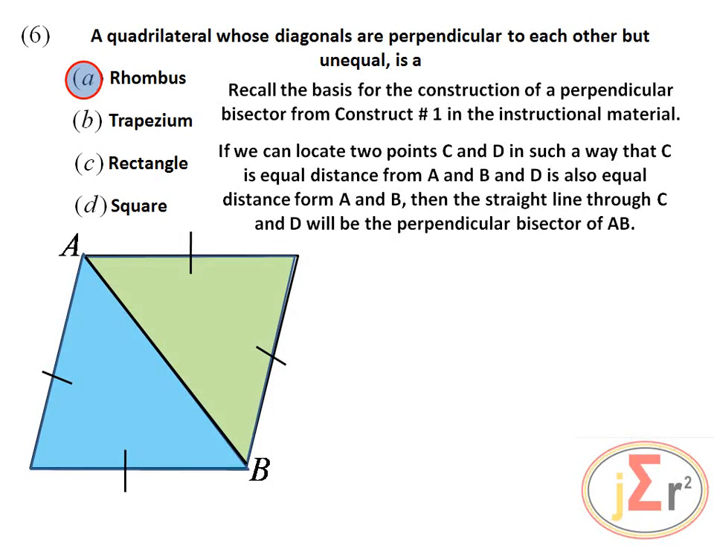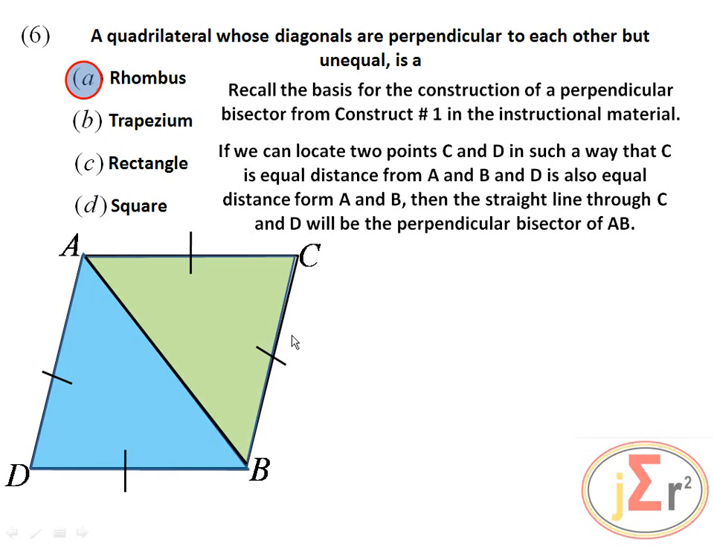Remember that when we were constructing the perpendicular bisector, we said that if we can locate 2 points, each one equal distance from A and B, then the line that goes through those 2 points will be the perpendicular bisector of AB. And so we have these 2 points, C and D. Now, do not forget that this is an isosceles triangle, which, of course, is a part of the rhombus.